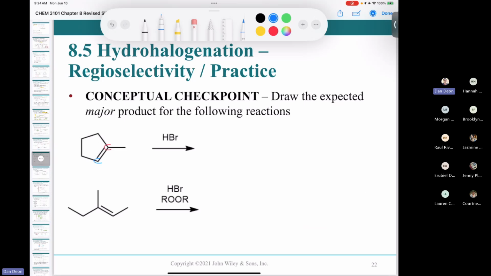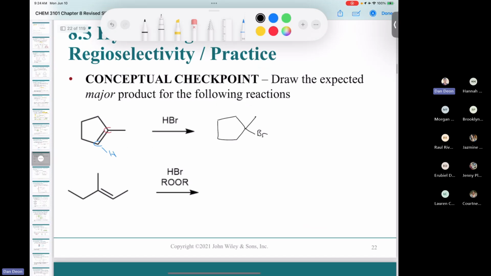Yes, it's going to go where the carbon in red is, right? Because the rich are going to get richer. The blue carbon is the one that is richest in hydrogens, so that's going to take the hydrogen. The carbon in red is going to take the bromine. So I'm going to end up with this compound, and so I'm going to have this and this, like that. There you go. So I end up with 1-bromo-1-methylcyclopentane. So this is going to be the Markovnikov product. So I'll just call it Mark.